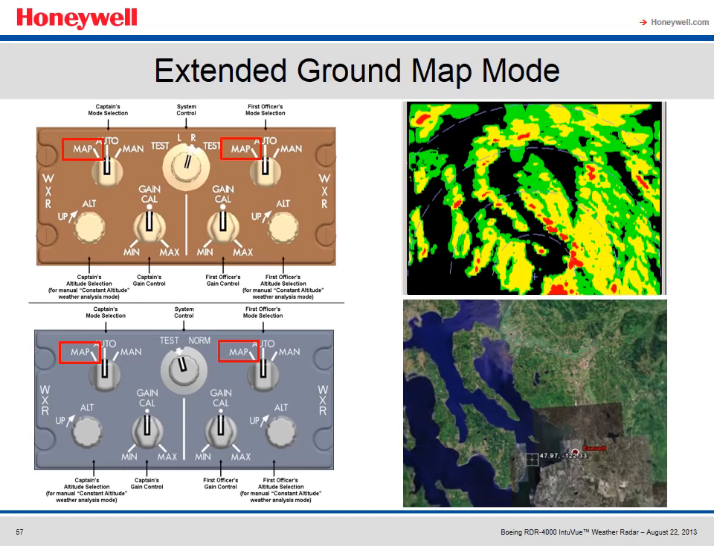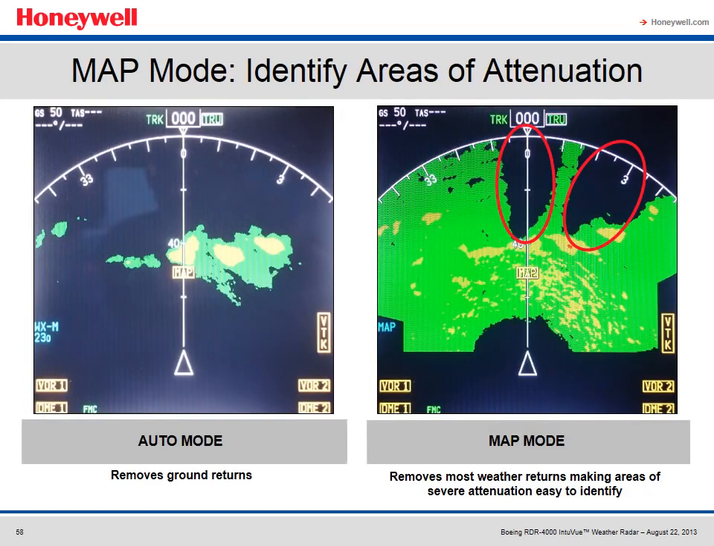Map mode is useful for identifying prominent features like coastlines and lakes. The ground returns are actual radar reflectivity and not from the internal terrain database. This provides an independent verification of position. Ground map mode can also be used to identify areas of attenuation.